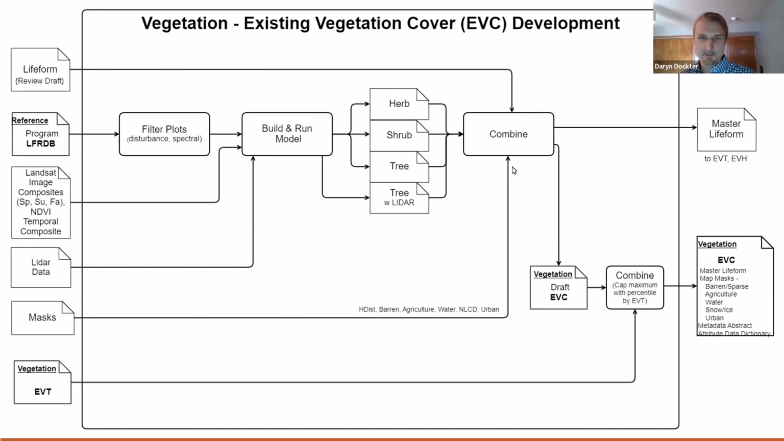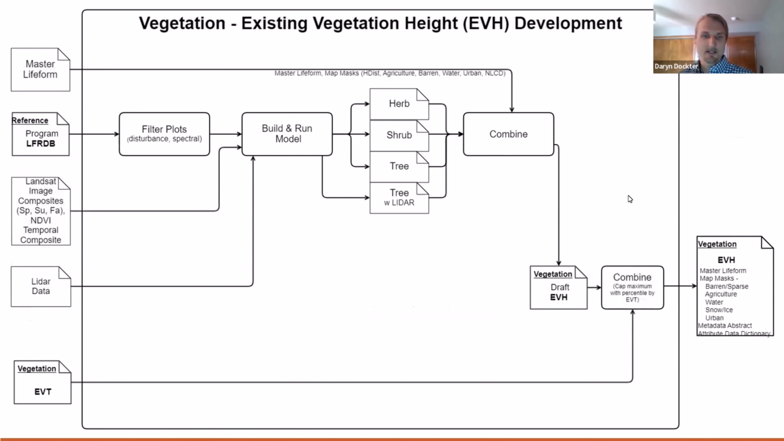Those masks that I mentioned come into play as well. Agriculture, developed, barren, and then disturbed areas are identified with our LANDFIRE annual disturbance products that are combined into what we call historic disturbance, or HDIST. And that's what is used to create FDIST, or fuels disturbance, what's used by fuels to identify disturbances as well, so that all syncs up. And then for cover at the end, we do a percentile cap using EVT, so by each EVT, the cover is capped, and so it makes sense for that EVT. So you don't have really high covers for EVTs where it doesn't make sense. That is EVC, and then EVH is basically the same thing.